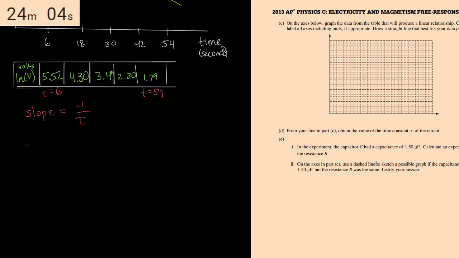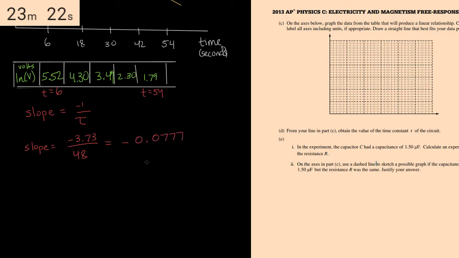So let's calculate that slope, which is rise over run. The rise is the final minus the initial, so 1.79 minus 5.52. Let me type this into my calculator. That is negative 3.73, divided by the run. How many seconds did we go through? 54 minus 6, 48. Let's calculate this division: negative 3.73 divided by 48.